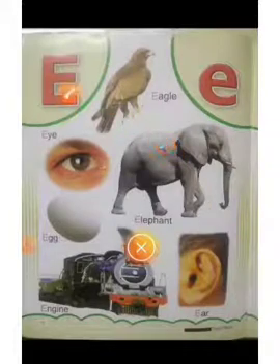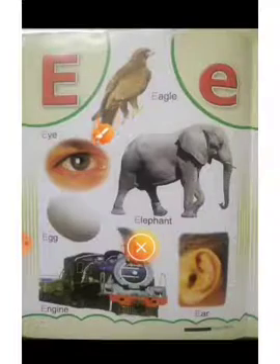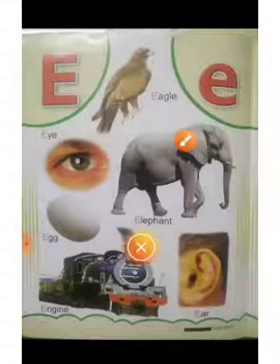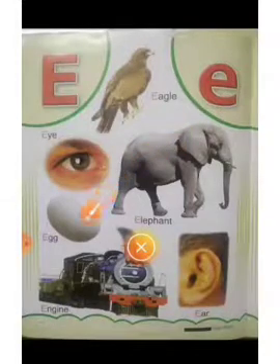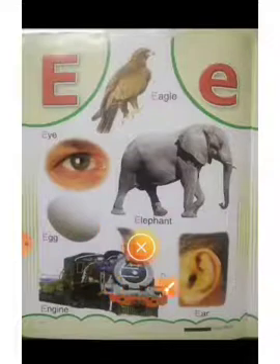Let's start with the letter E. E for eagle. E for eye. E for elephant. E for egg. E for engine. E for ear.